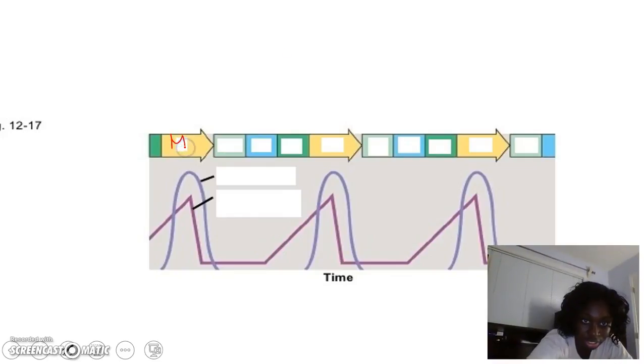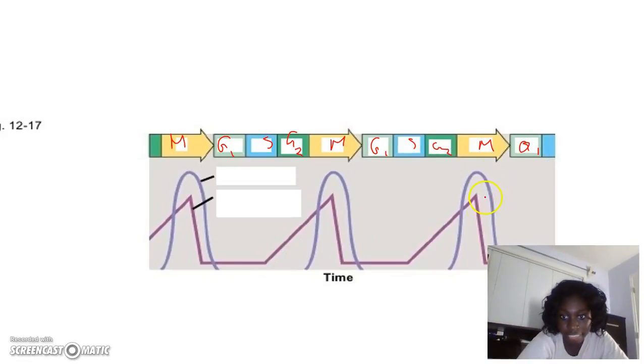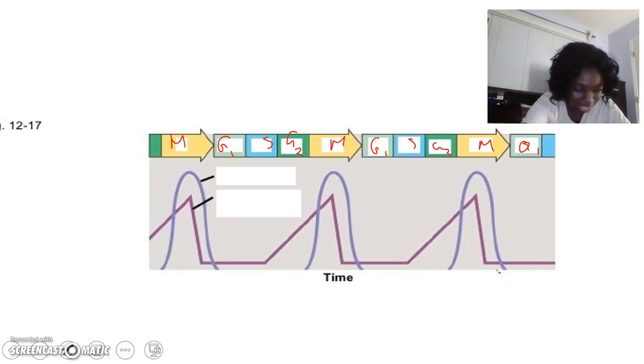Now, this is just a graph to show the process of cyclins. This is the M phase. As you can see, let me just label this quickly. G1, S, G2. It repeats. Now, I have to label this cyclin concentration and MPF activity.